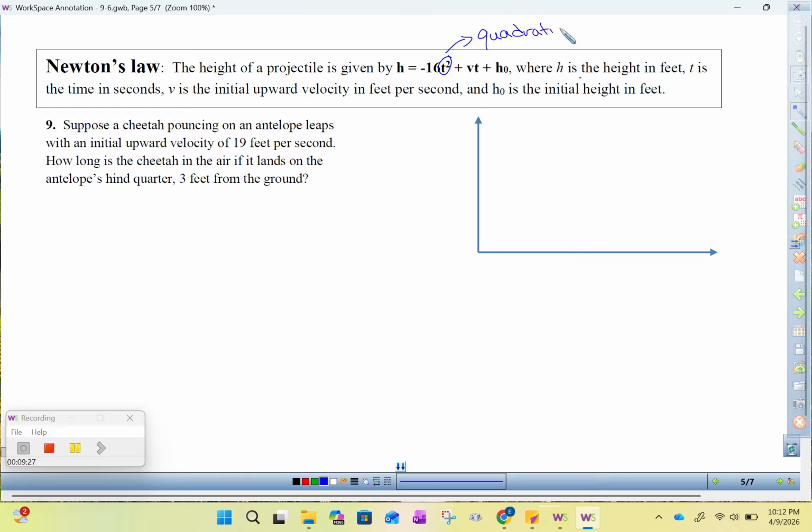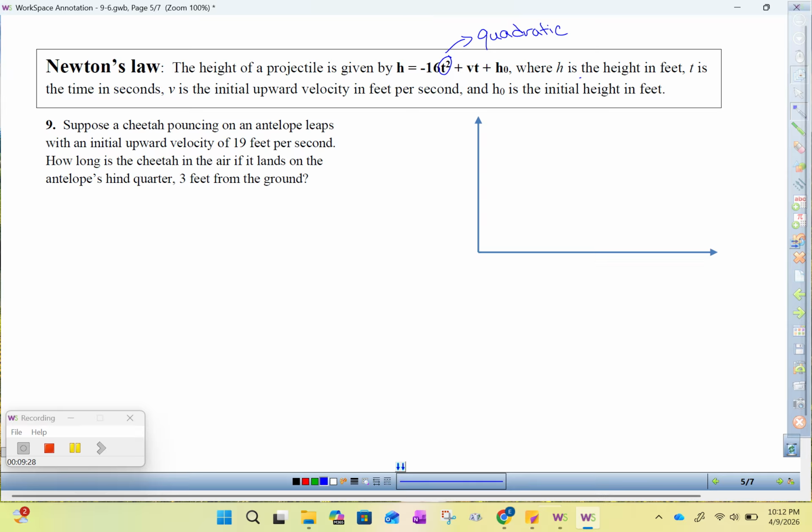One really important application of quadratic equations is Newton's law, which talks about projectile motion. That's the motion of an object that has some initial height, that's this h naught, and some initial velocity, that's our v. And then this last piece, the negative 16, is already put in there for us. That relates to the acceleration due to gravity on Earth when we're talking about feet and seconds.